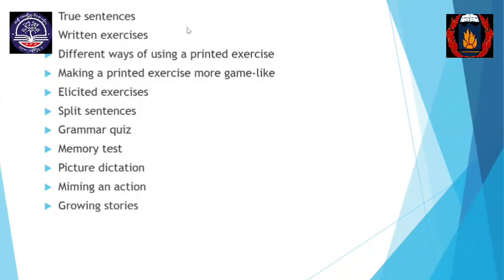Growing story is also very useful. Firstly, we show them the pictures of the story, but there is no sentence or no text. We show them pieces of the pictures from the story. And then we start the story with the first sentence. The teacher starts by saying one sentence.